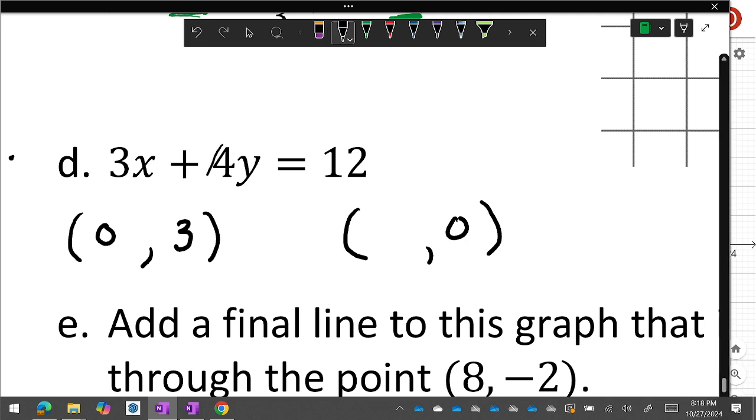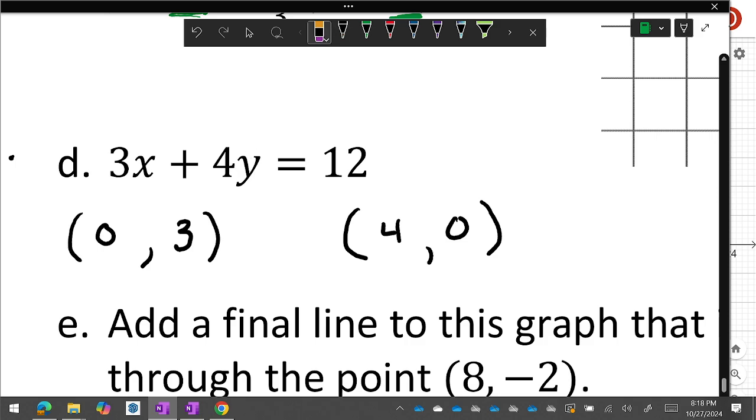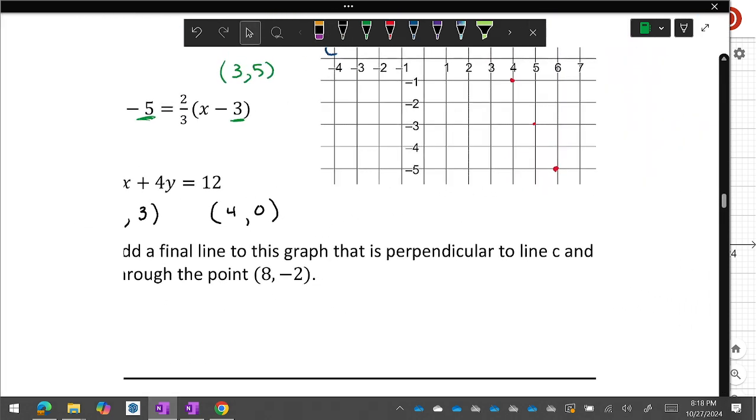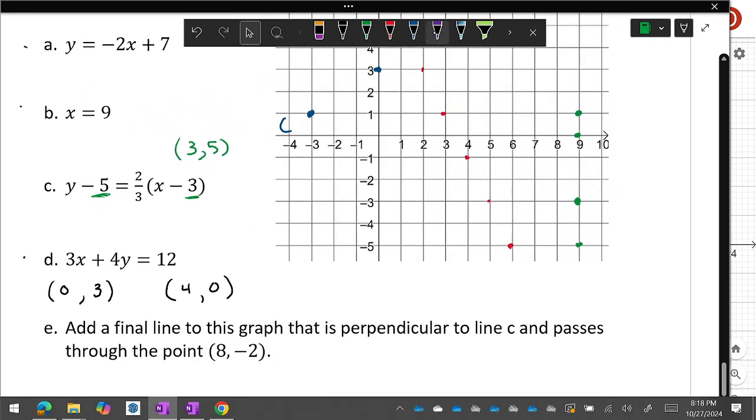My x-intercept occurs when y is gone, so there's no more y. If I divide both sides of that by 3, I get that x would be the number 4. So these 2 points right here allow me to pretty quickly graph that line. When x is 0, let me use purple, when x is 0, y is 3. That's this point. And then when x is 4, y would be 0.